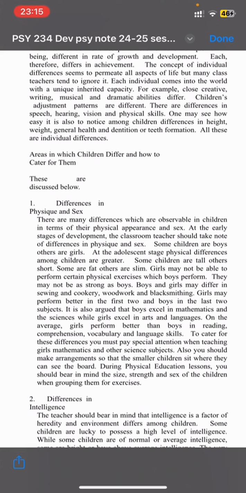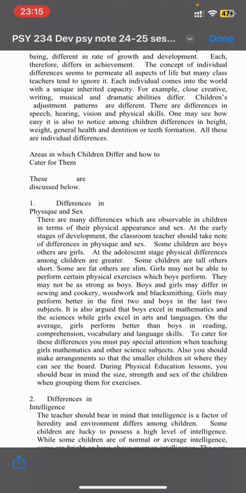Now, the first one is differences in physique and sex, meaning that even if children are the same age or they are the same part of their lives, their physique will be different, and teachers should find a way to cater for their different needs. And then male and females are always different. So girls may not be able to perform certain physical tasks, physical exercises which boys can perform. They may not be as strong as boys.